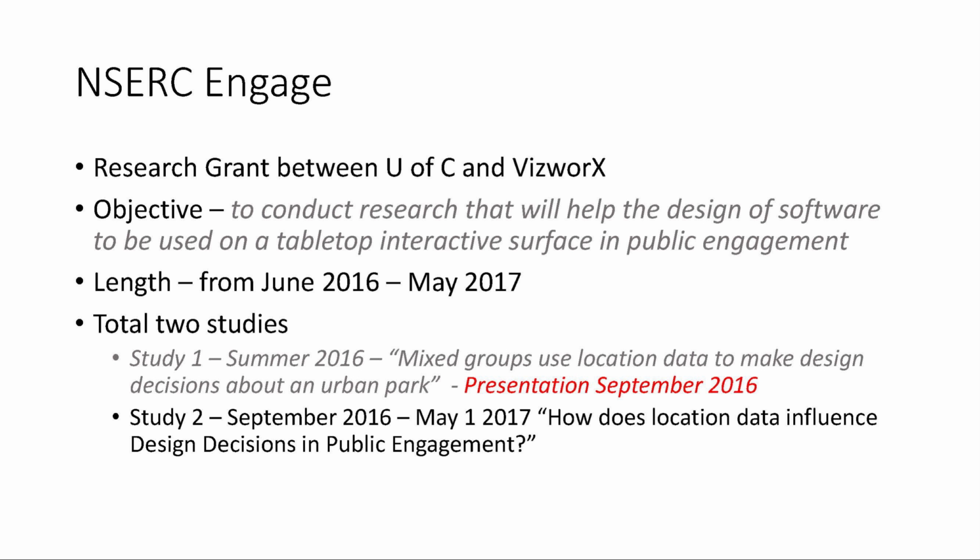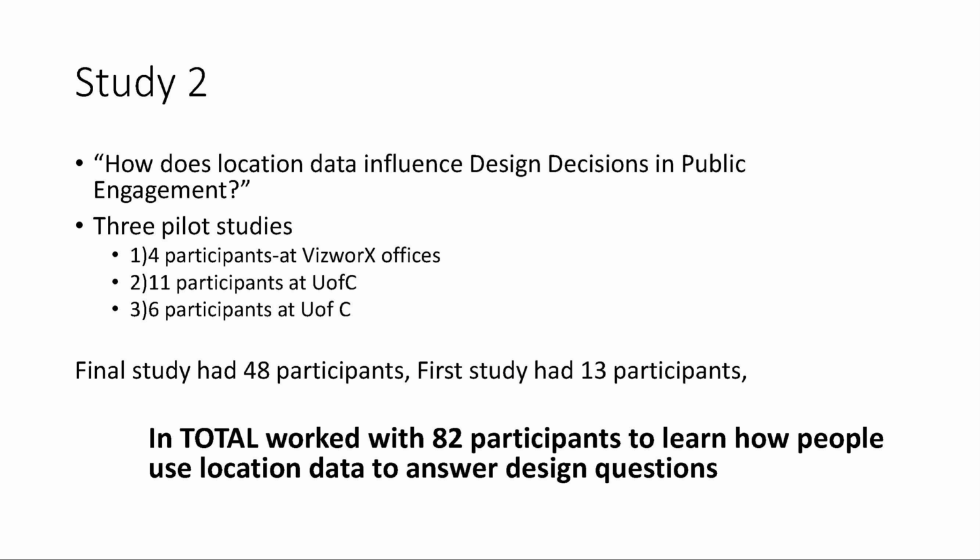The first study was completed in September 2016, and the second study investigates how location data influences design decisions in public engagement. For this study, we had 3 pilot studies, which included 4 participants. Then the second study was 11 participants, and the third had 6. The final study for this one had 48 participants, and the first study had 13, which in total meant we worked with 82 participants to learn how people use location data to answer design questions.